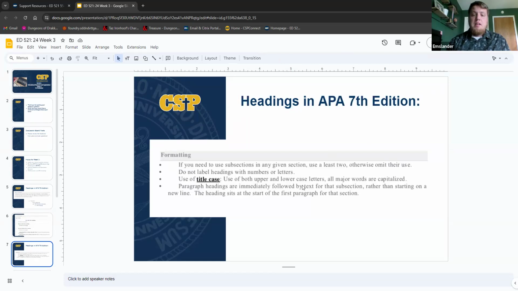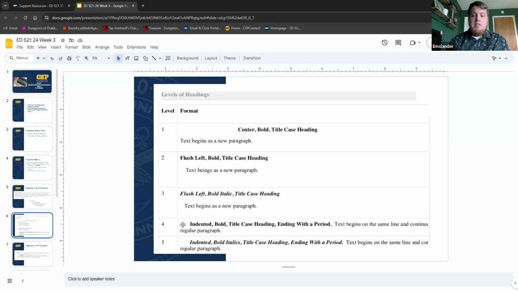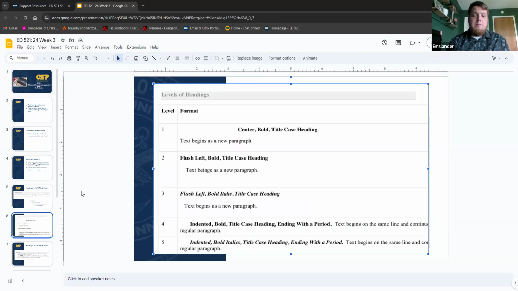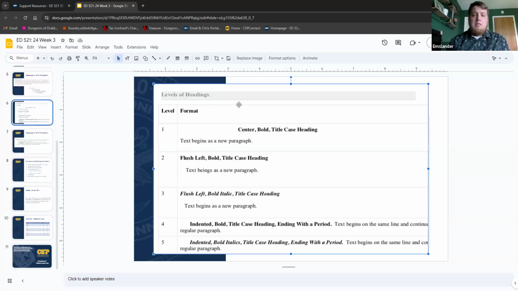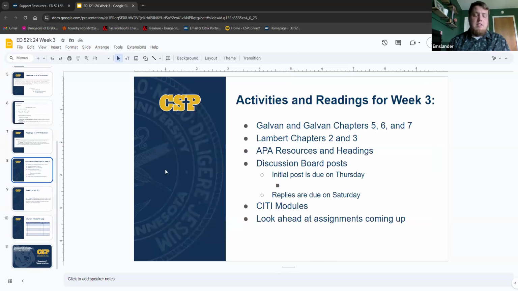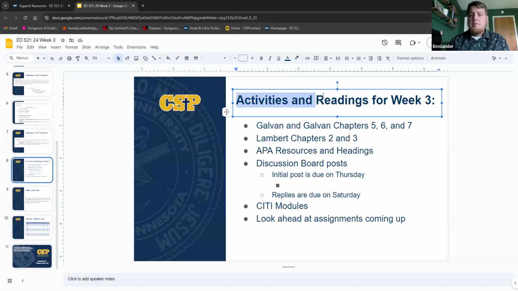Paragraph headings are immediately followed by the text for that subsection, rather than starting on a new line. The heading sits at the start of the first paragraph for that section. That is these ones down here, 4 and 5. You get way down there, that's what they look like. I would bookmark this page in your APA manuals if you have a hard copy, because that'll help you out a lot in setting up your final paper for 590.